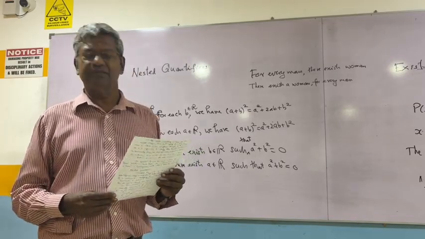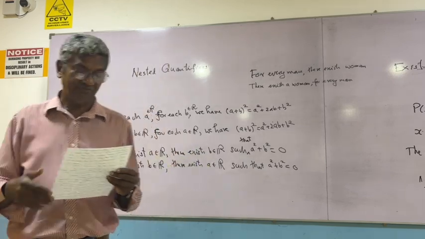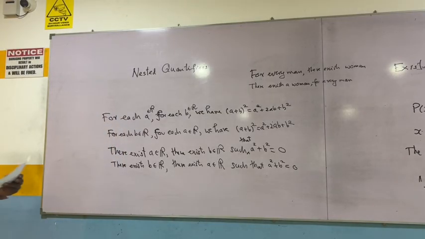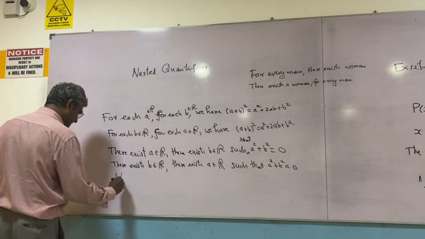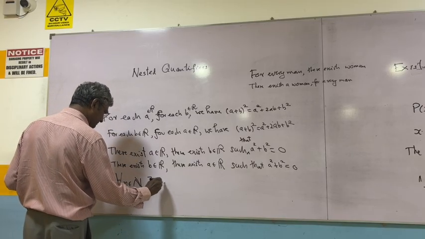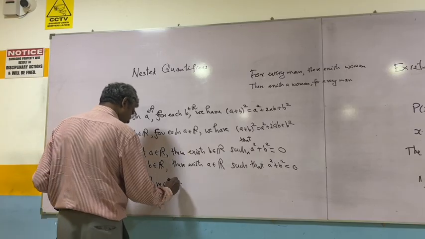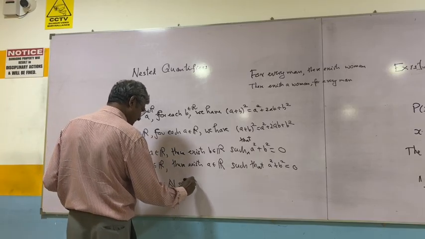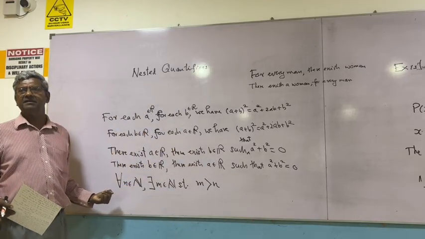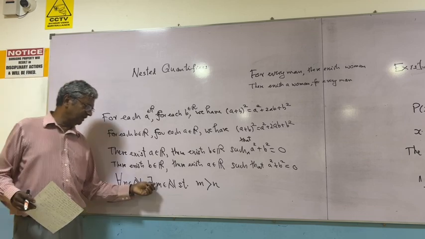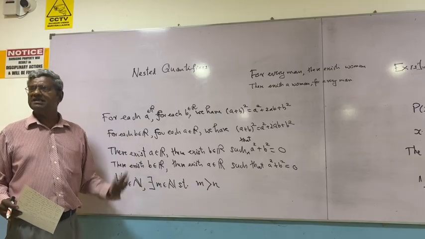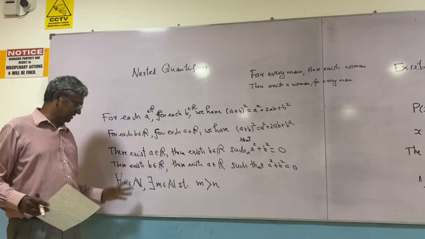Very true. Now, if you interchange, there exists an integer m. Let me write this way: for every n belongs to N, there exists m belongs to N such that, I write s.t. only for such that, m greater than n. First you get n. After you get n, of course you can find an m such that m is greater than n. You can say m is equal to n plus 1, n plus 2. There are infinitely many choices. So this is a true statement.